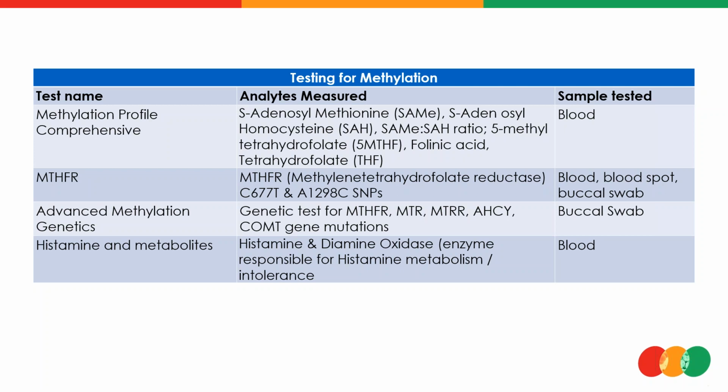But in addition to that, one can also identify the genetic SNPs for MTHFR, which stands for methylene tetrahydrofolate reductase, MTR, MTRR, AHCY, and COMT gene mutation. So we can actually look at all the various gene mutations to identify which pathway is being affected. MTHFR is possibly the most pronounced marker for methylation status. And this can be identified either in a blood spot or in a buccal swab.